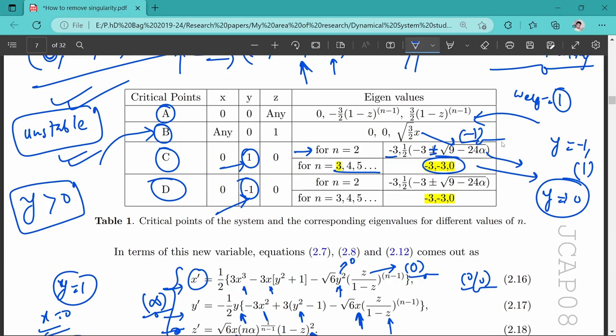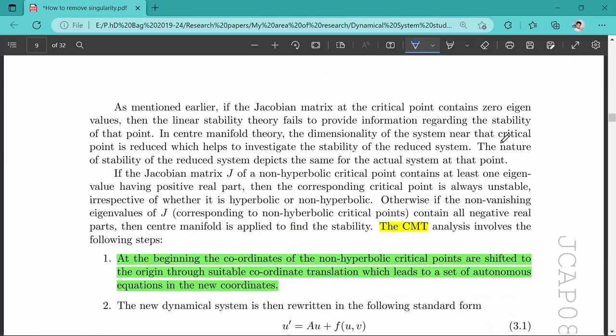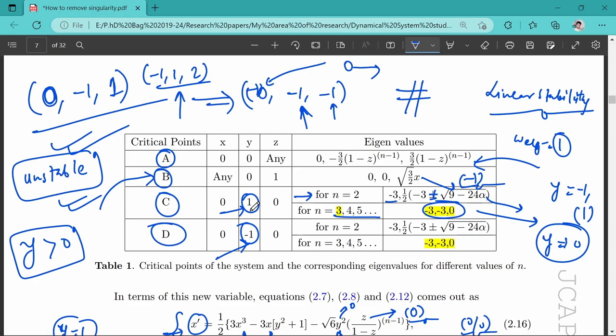So this is the way you have to apply the CMT, and you have to analyze for different points. And we already know that C or D must be stable in order to give you the late time acceleration.